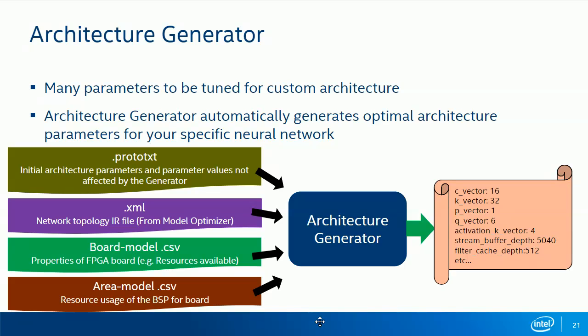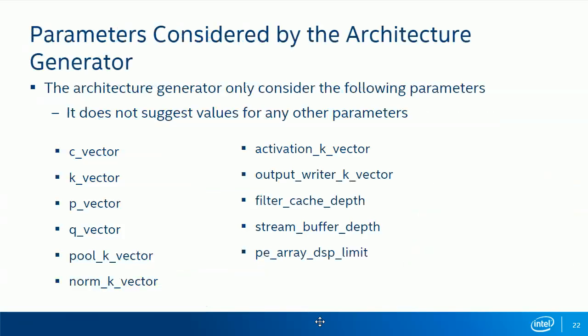optimized parameters for performance. The architecture generator only considers certain parameters. All other parameters are not considered by the architecture generator, so the outputs of the parameters would just equal the value provided in the initial prototxt. This is a complete list of all parameters that are considered by the architecture generator. This includes the C, K, Q, and P vectors for the convolution processing element array, pool K vector, norm K vector, output activation K vector, and output writer K vector for auxiliary kernels, the filter cache depth and stream buffer depth for on-chip memory usage, and the PE array DSP limit to control DSP utilization.